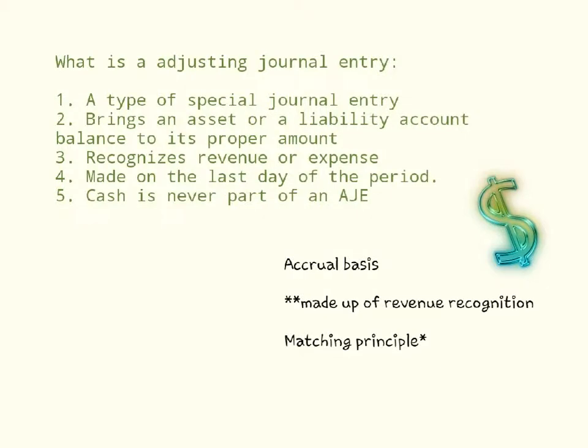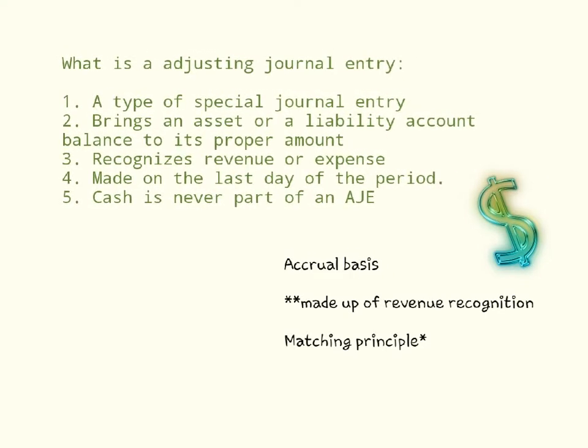So what is an adjusting journal entry? An adjusting journal entry is a special type of journal entry. As we get farther in accounting, we're going to see special type journal entries. We've already heard of compound journal entries where we might have 2 or 3 debits and then 1 credit. But what an adjusting journal entry does is it brings an asset or a liability account to its proper balance.